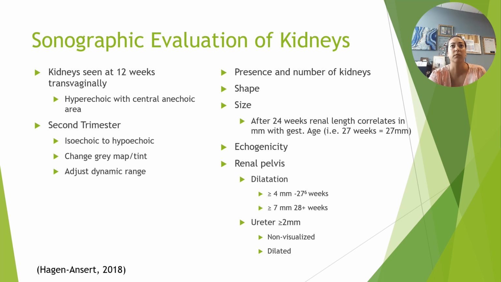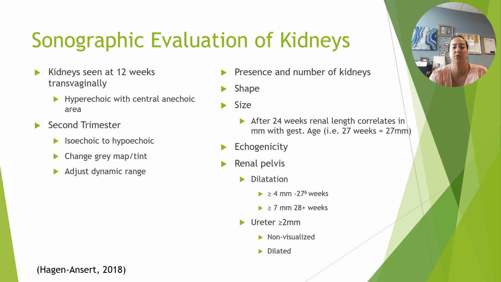So when we're evaluating the kidneys, we want to see what is the number of kidneys. Are there 2? Is there 1? Is there none? Is there 3? So making sure you're looking for the number of kidneys. Is that shape what we would expect of a kidney? Is the size of the kidney normal? So kidney length should correlate in millimeters by gestational age. So a 27 millimeter length kidney should be about a 27-week fetus. If they're smaller or larger, why is that? What's going on? Is that echogenicity isoechoic to hypoechoic like we expect?